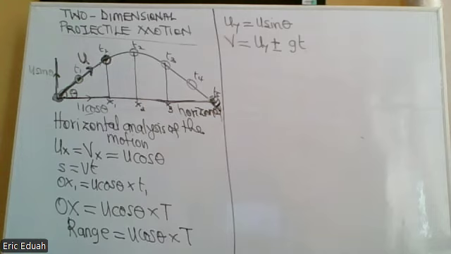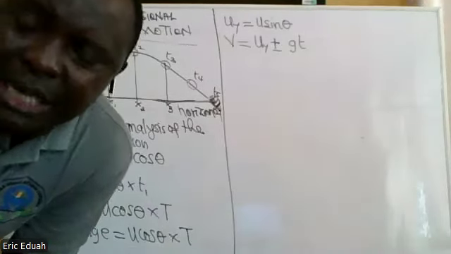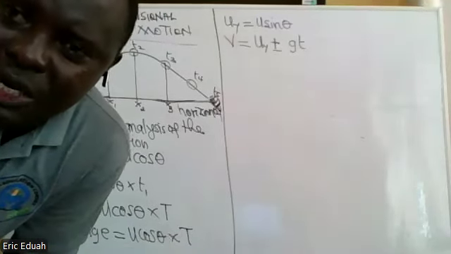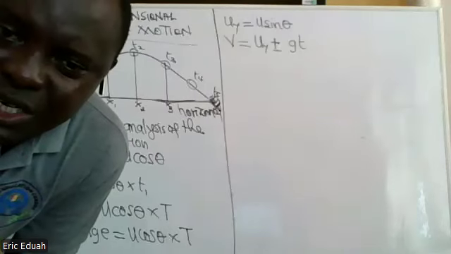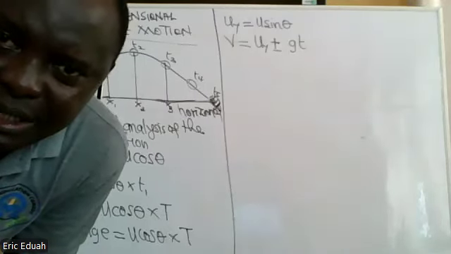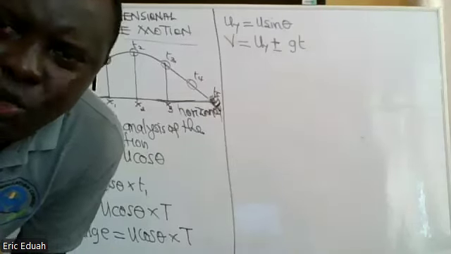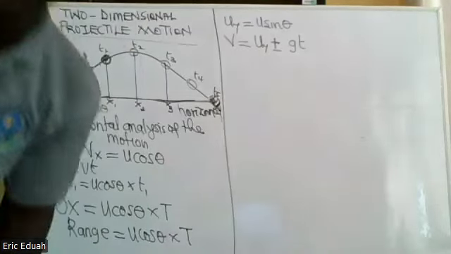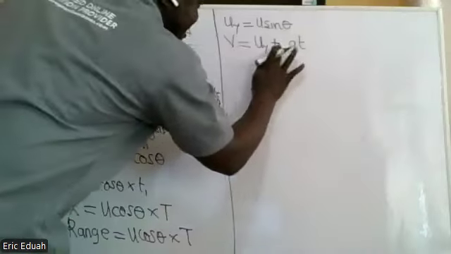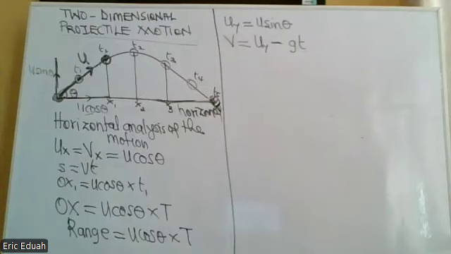Okay, so let me judge it. You see, the body is going up. If the body is going up, I said it would decelerate. But the question is, what is causing the deceleration? What is responsible for the deceleration of the body? Gravity. And deceleration is a negative value. So minus gt.